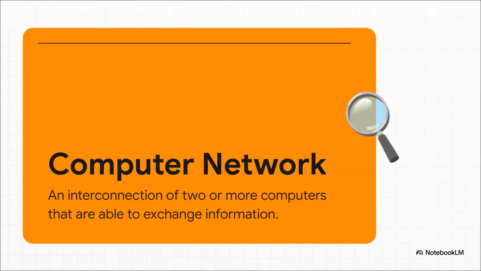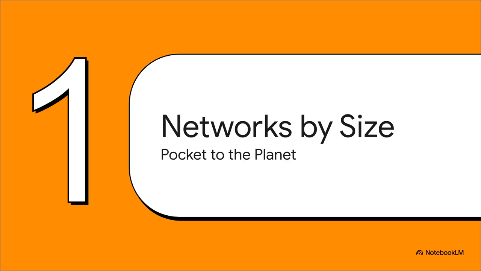At its absolute most basic core, this is it. A computer network is simply two or more computers hooked up so they can talk to each other, so they can exchange information. That's it. That's the fundamental building block for everything that follows, whether it's happening in your living room or spanning the entire globe. So let's start by thinking about scale, because networks come in all shapes and sizes.